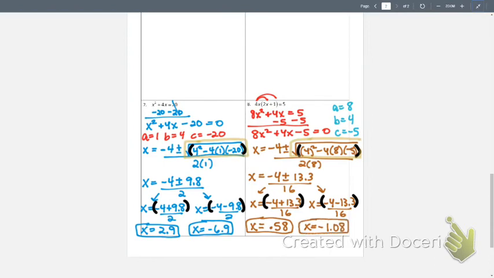Now apply this to your homework, and when you do this, make sure everything's set equal to 0 before you start using the quadratic formula. You should try and memorize the quadratic formula, but I will give it to you on your next quiz if you don't have it memorized.